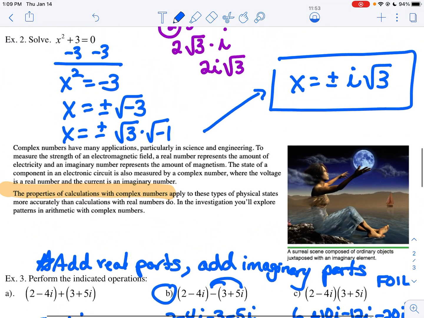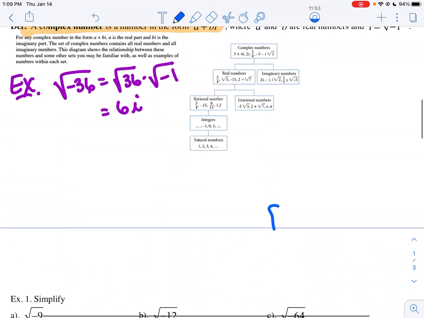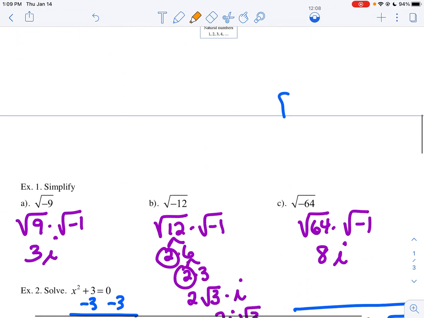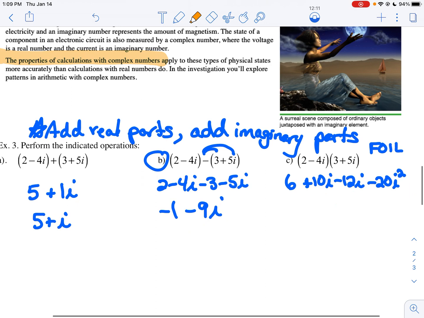Now I need to go back because I realized I didn't emphasize this back here, so let me go back and do a better job. Here it is. i squared equals negative 1. i is the square root of negative 1, but i squared is negative 1. So let me come back here now.